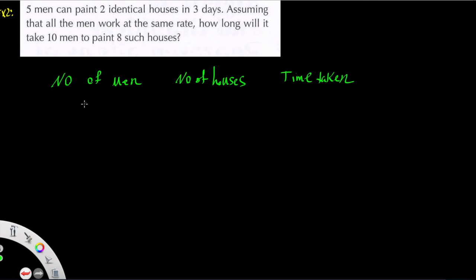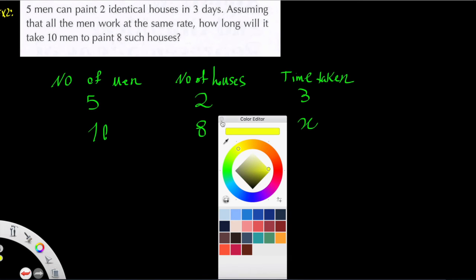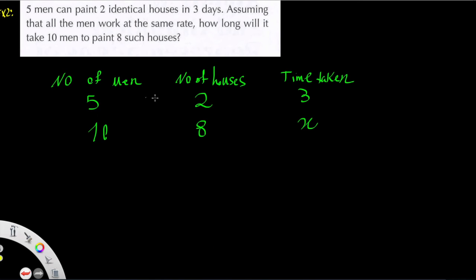Now 5 men can paint, okay, number of houses is 2 in 3 days. Assuming all the men work at the same rate, how long will it take 10 men? So 10 men is here. Be careful, each piece of information, each detail is placed in the corresponding column. To paint 8 such houses, so number of houses is given and time taken is unknown, let it be x.